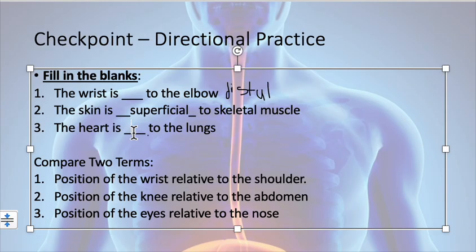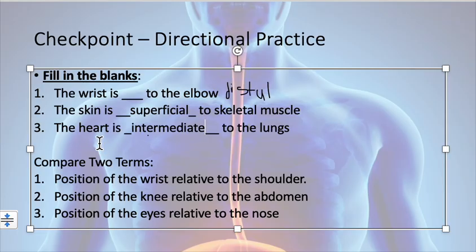The heart is blank to the lungs. Because there's a plural here, we're talking about both lungs. If you said intermediate, you are correct. So the heart is intermediate to the lungs because it sits in the center of the chest, just slightly off to the left, but the lungs are kind of on either side of the heart. So the heart is intermediate to the lungs.